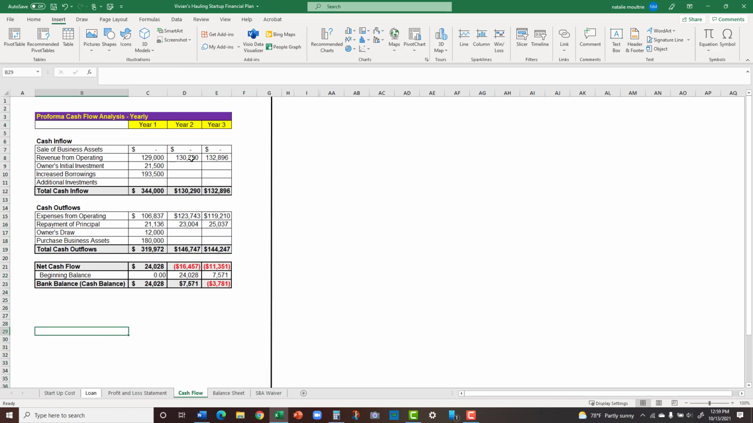All right, what we had was the revenue coming from the business. That gave us $130,000 total in cash inflows. The outflows are operating costs from the business, as well as the repayment of the principal, which gave us $146,000 in outflows. At the beginning of the year, we have $7,571 at the end of year 2.